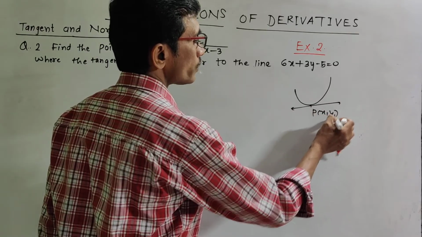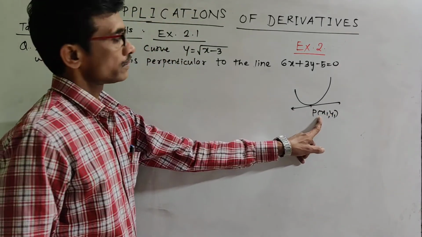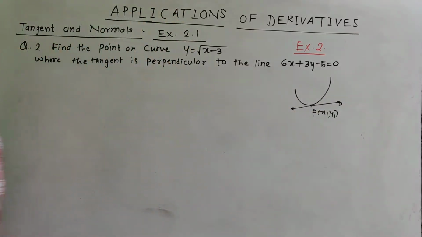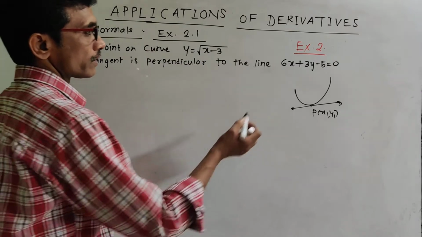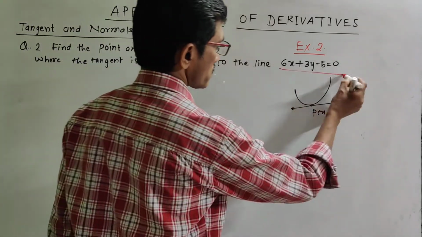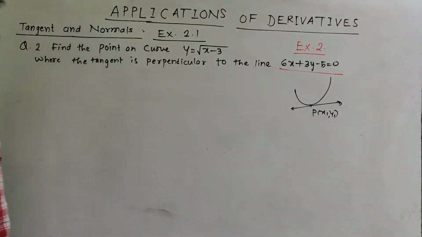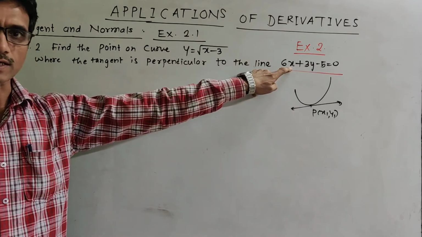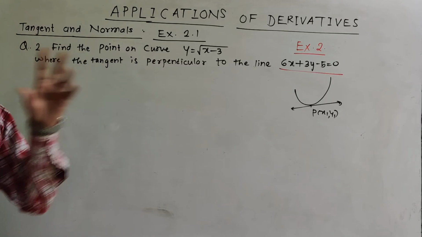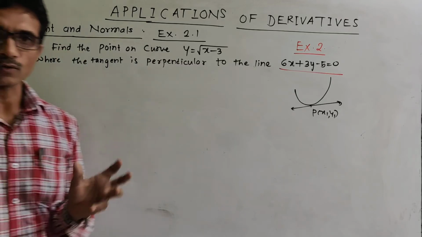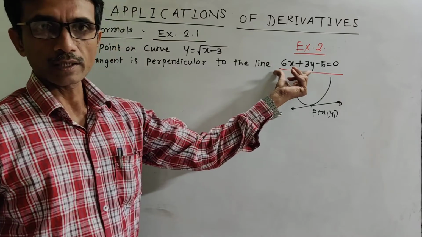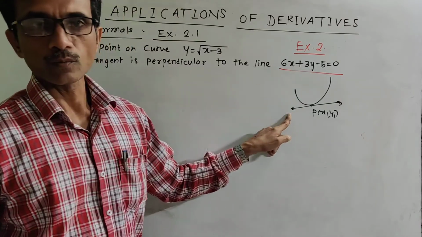So the tangent at this point P(x1, y1) to the curve. We are interested to find the point at which the line is tangent, but this tangent is perpendicular to the line 6x plus 3y minus 5. ये आपका tangent जो है, it is perpendicular to this line. That means when two lines are perpendicular, the product of the slopes is minus 1. So we find the slope of the given line and we find the slope of the tangent.